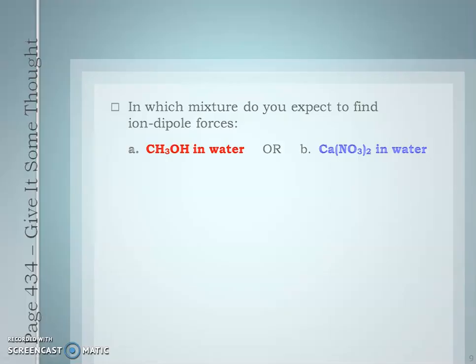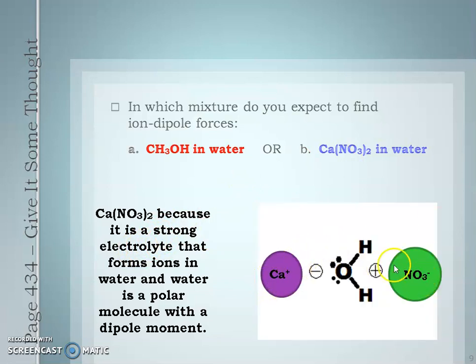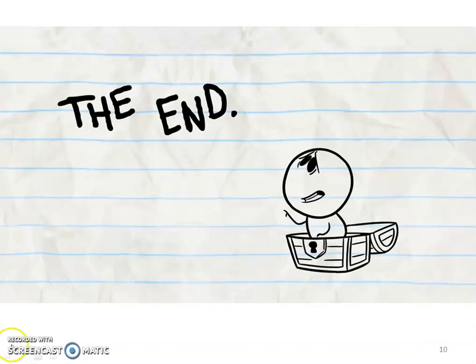So if we have this question for you, they're both in water. So now you have to think about, again, what type of compound is this versus what type of compound is that? Only one of these is really going to have an ion dipole force of attraction. So hopefully you understood that calcium nitrate is an ionic compound, so it's going to be a strong electrolyte, which means it's going to form ions in solution. It's going to break up into those ions and then, of course, be attracted, make those ion dipole force of attraction in the water. So hopefully that makes sense to you, and we'll see you in class for some bookwork.